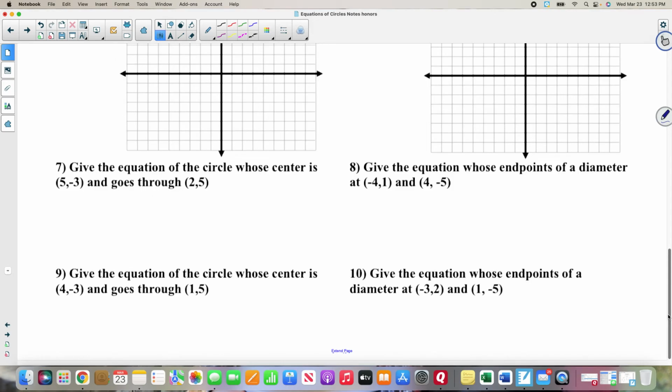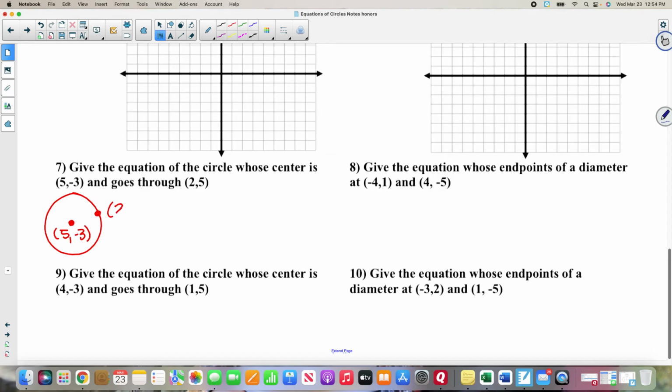Then I want you to go down here to these 4 at the bottom, and you're writing the equation. So you need 2 things to write the equation of a circle. What 2 things? The center and the radius. So like on number 7, it says give the equation of the circle whose center is 5, -3. So I've got a center, check. What do I not have? The radius.